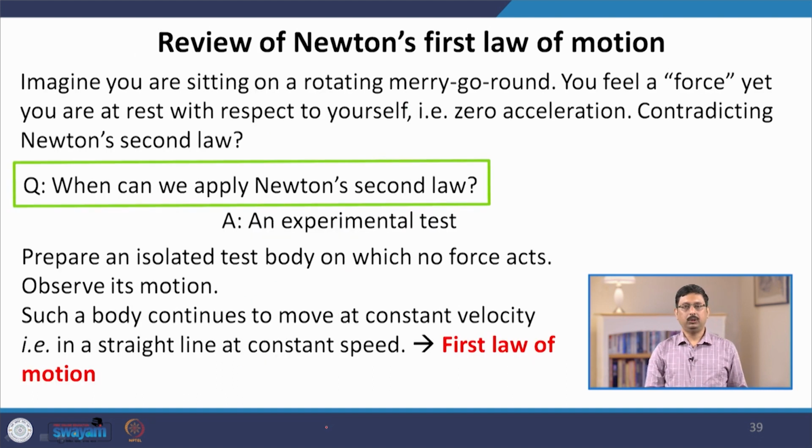Now, we go to Newton's first law of motion. This is the least intuitive of all Newton's laws of motion. Why? Consider the following example. Imagine that you are sitting on a rotating merry-go-round. The merry-go-round has these toy horses which move in a circle, and it is a favorite toy for kids, usually encountered in a fair. As you all know, you will feel a force that is trying to push you away in the radially outward direction.